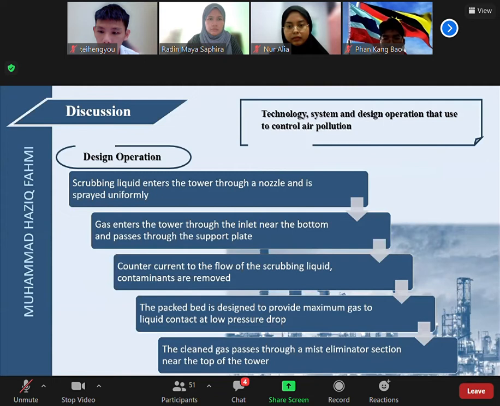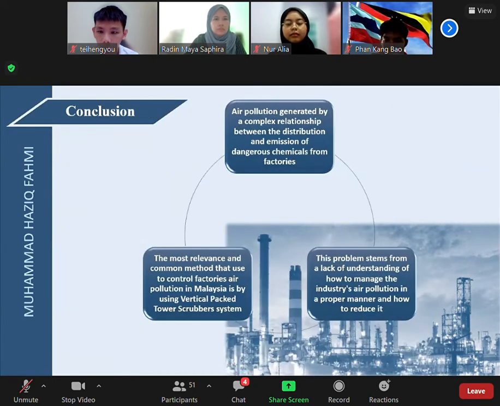For the design operation of the packed tower scrubber, scrubbing liquid enters the tower through a nozzle and is sprayed uniformly. Gas enters the tower through the inlet near the bottom and passes through the support plate. Next, with countercurrent flow of the scrubbing liquid, contaminants are removed from the air. The packed bed is designed to provide maximum gas to liquid contact at low pressure drop. Lastly, the clean gas passes through a mist eliminator section near the top of the tower. Okay, so that's for our presentation.